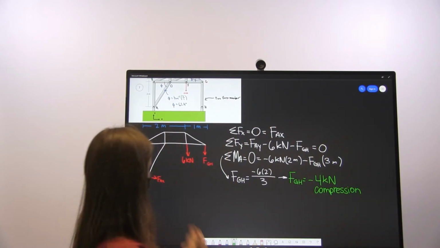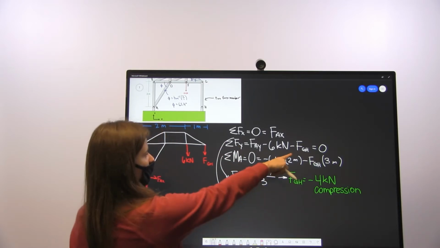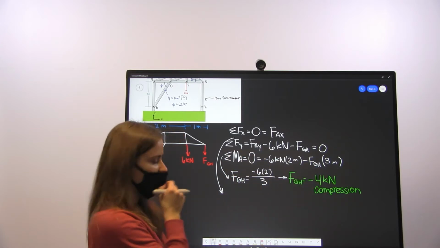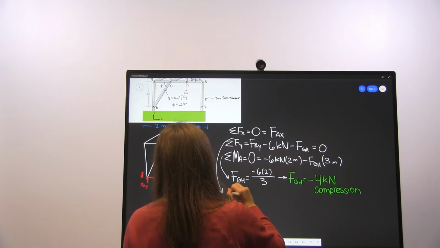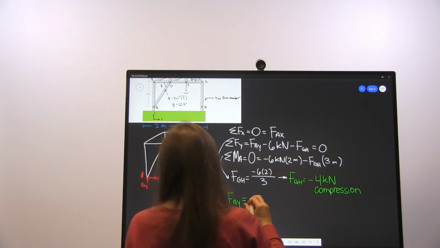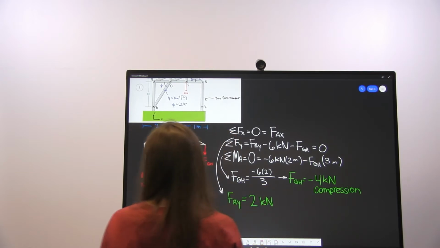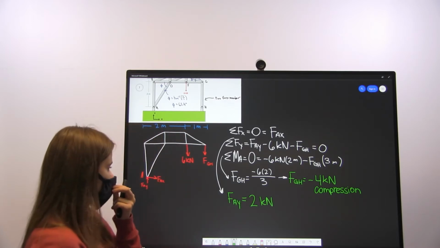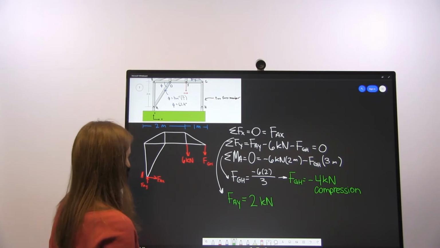Okay? And then from there, we're going to plug in our force GH into our equilibrium equation for Y. So from there, we're going to get that our force acting in the Y direction at A is equal to 2 kilonewtons. And that's just an upward reaction force, but it is positive, so that's acting upwards. All right.